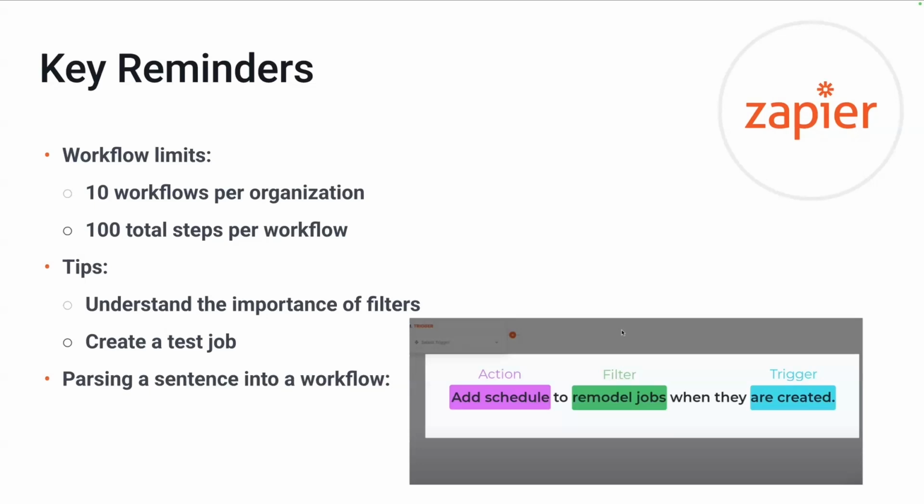So with the workflow, obviously you want to start with the trigger, then filter, then action. So, if you want to say this sentence in a way that makes sense in line with the workflow order, you could say, when the remodel jobs are created, I want to add a schedule. And so that's just to point out how you can kind of translate this.